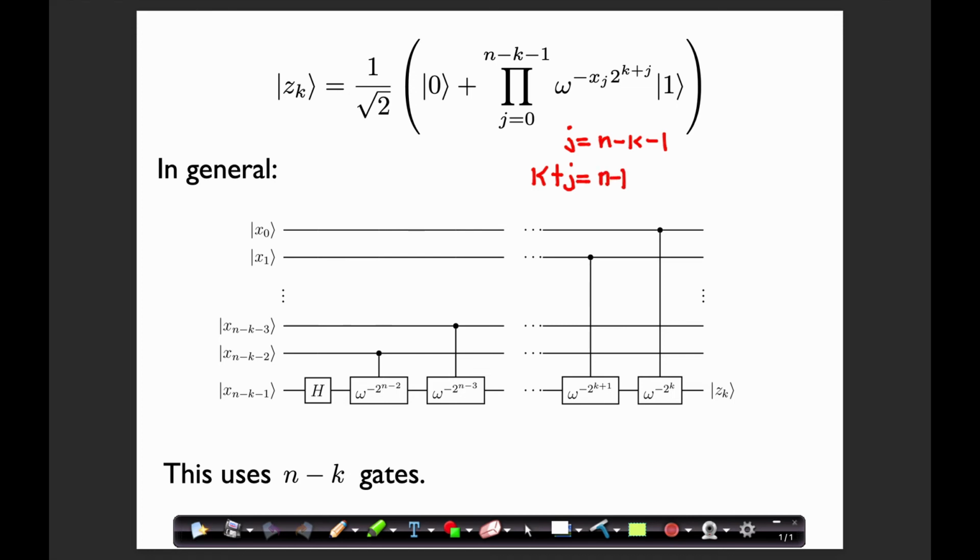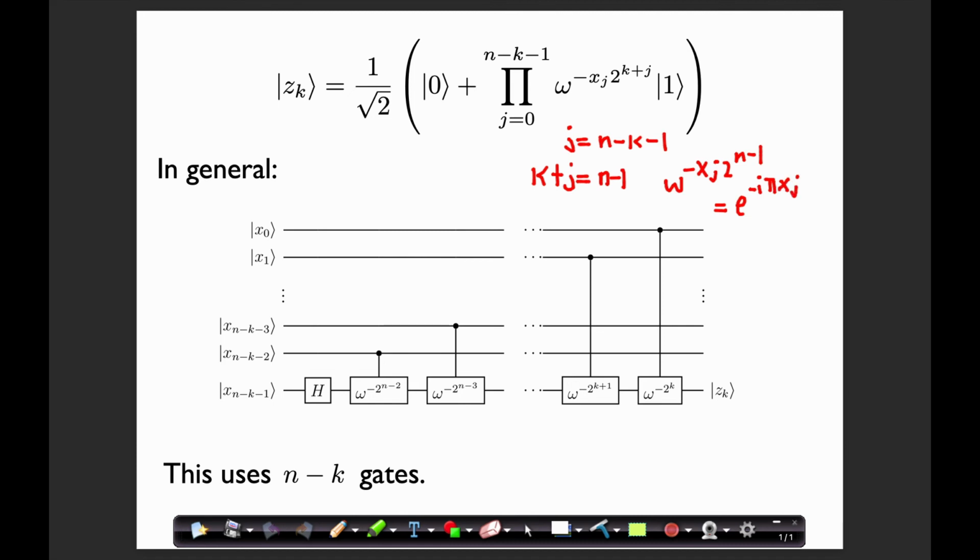So we have omega to the minus x_j times 2 to the n minus 1, which is the same as e to the minus i pi x_j.